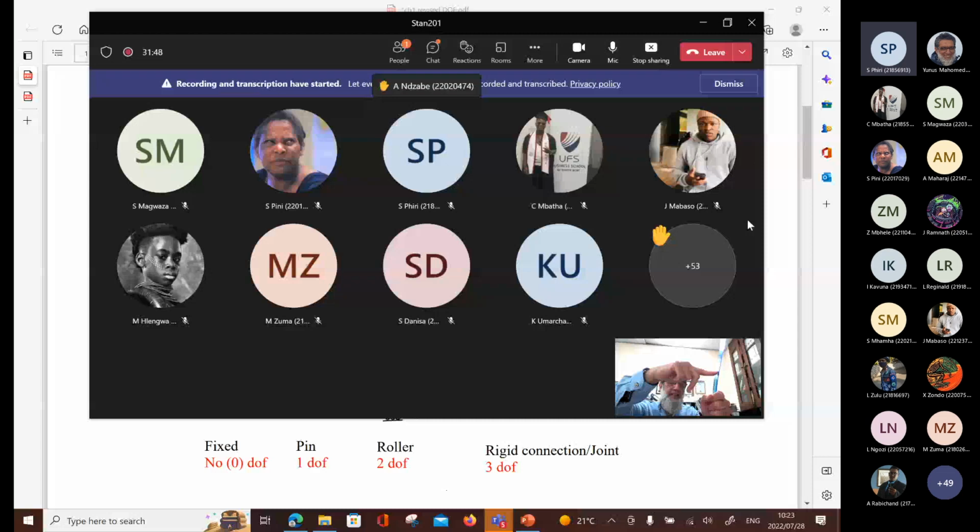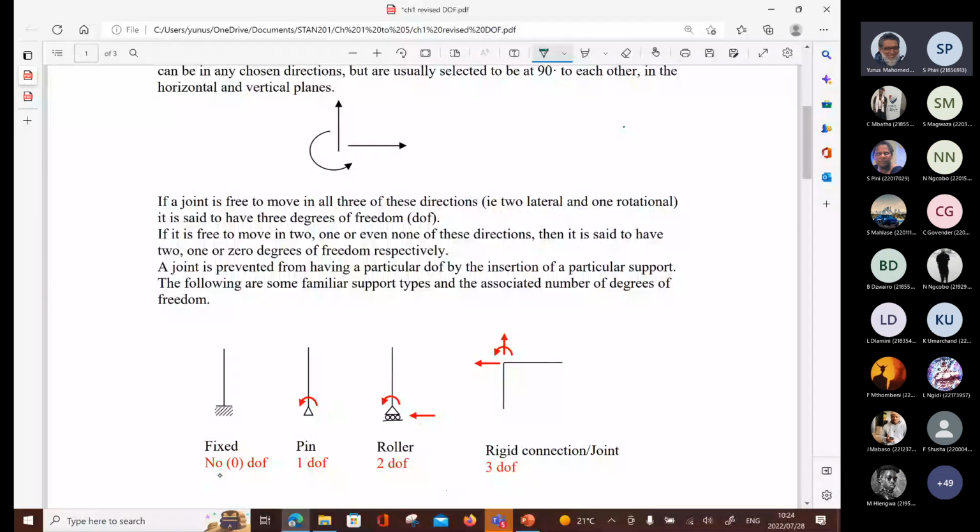All right. So when you look at the first, we can see straight away that there are no degrees of freedom. It cannot move vertically, it cannot move horizontally, and it cannot rotate. So no degrees of freedom. Look at the second one, it's a pin, okay?